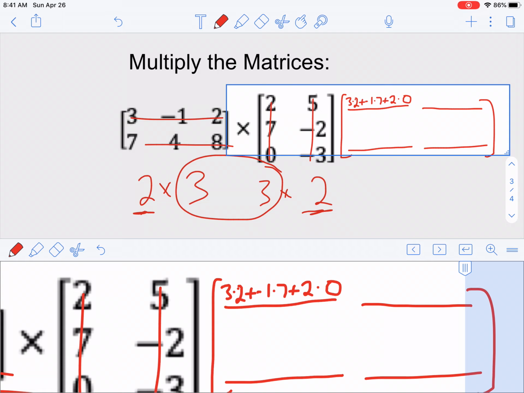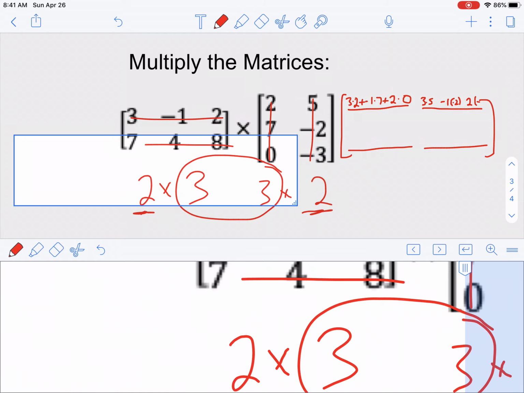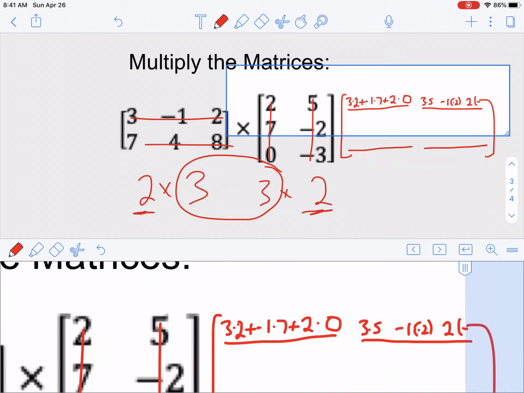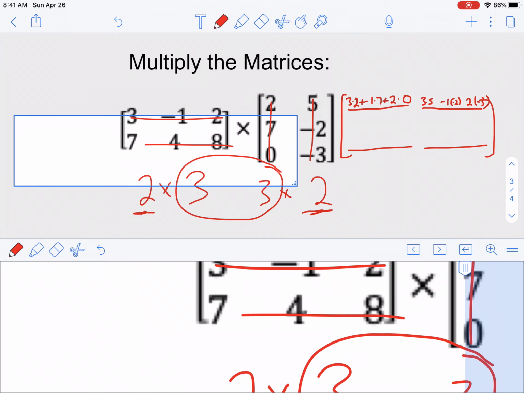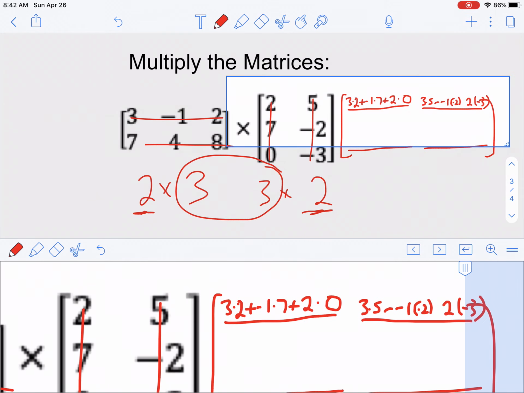Next element is going to be the first row, second column. First row is 3, -1, 2. Second column is 5, -2, -3. And then we're adding those together.